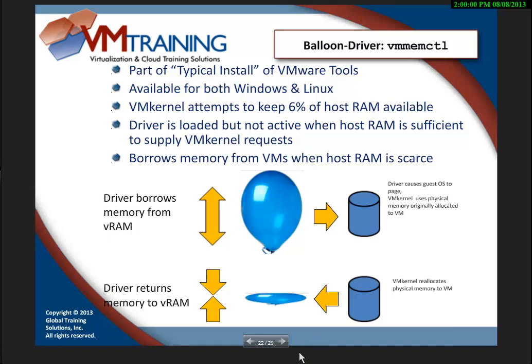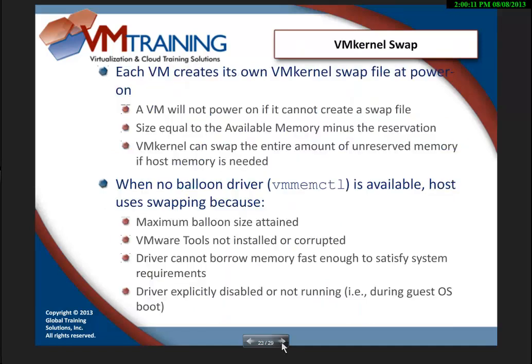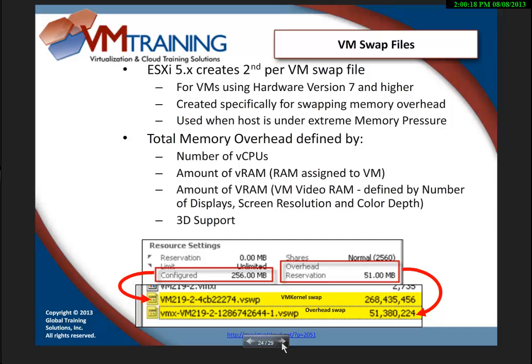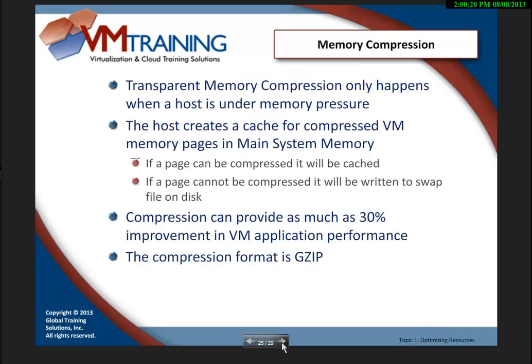VMware has another thing called the Balloon Driver. Again, a pretty complex thing, but it's just a tool that VMware has to be able to reduce the amount of memory that VMs are using and be able to run more VMs per host. You can go next. And you can just skip this one here. But they have a swap file per VM. You can skip this one as well.